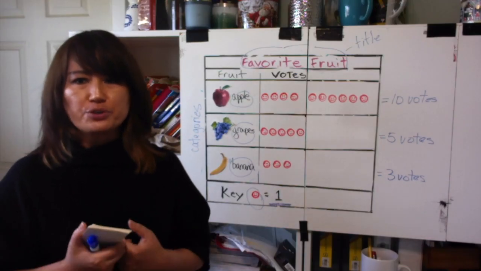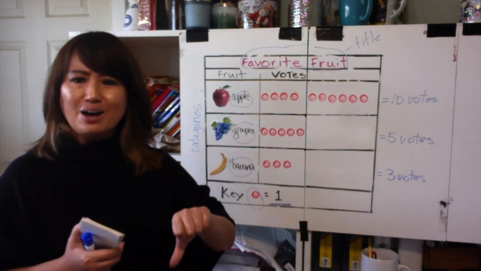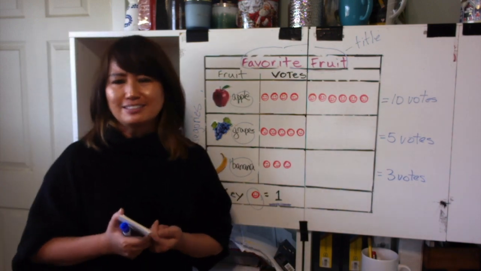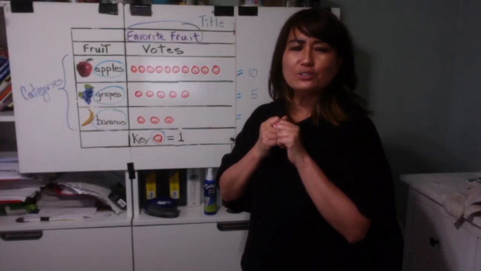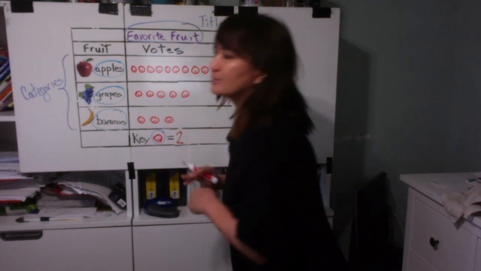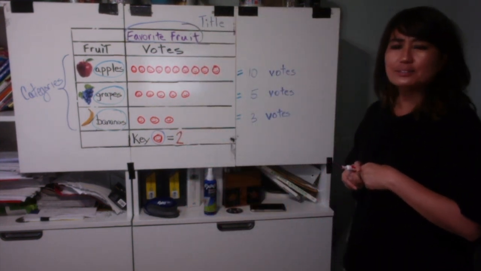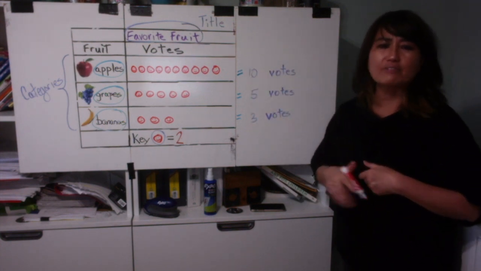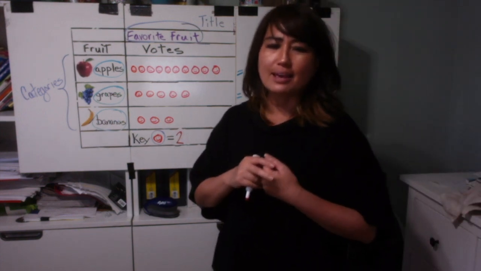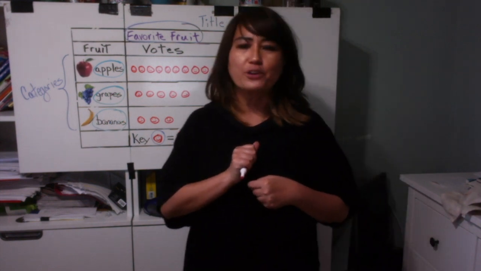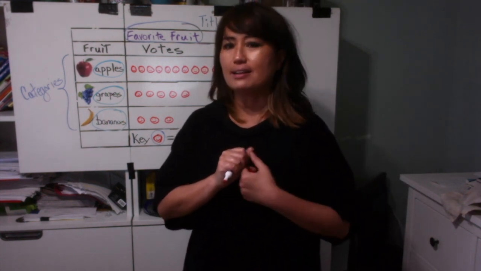Class, thumbs up if you understand what key value represents. Thumbs down if you don't understand. Okay, Valeria, ask me your question. Class, I'm going to change the key value to 2. Okay? What would happen to these vote totals for each fruit? I'm going to give you 1 minute to think about it. If you have an answer, thumb on your chest. Make sure that you can explain your answer to me or to the whole class.